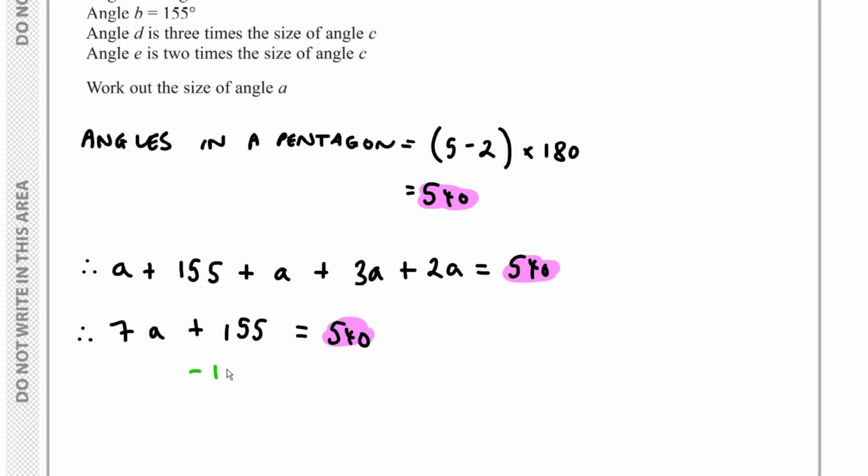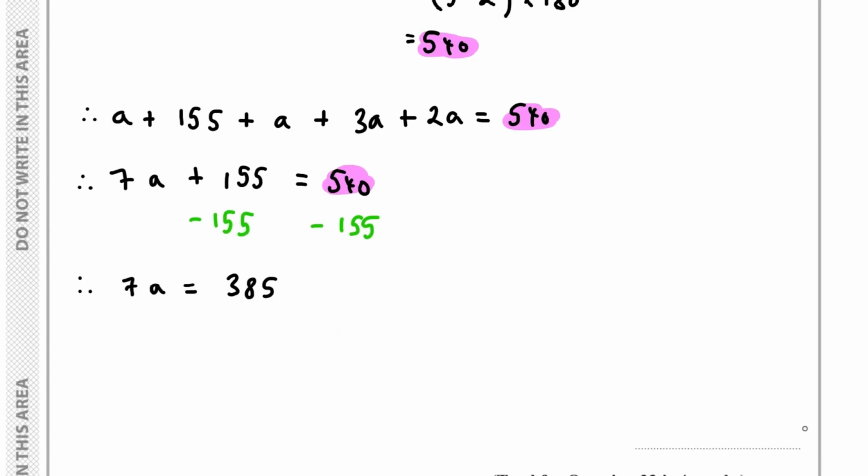If I take away 155 from both sides, I've got 7A equals 385. And if I divide both sides by 7, you will find A to equal 55. So the angle A is 55 degrees.